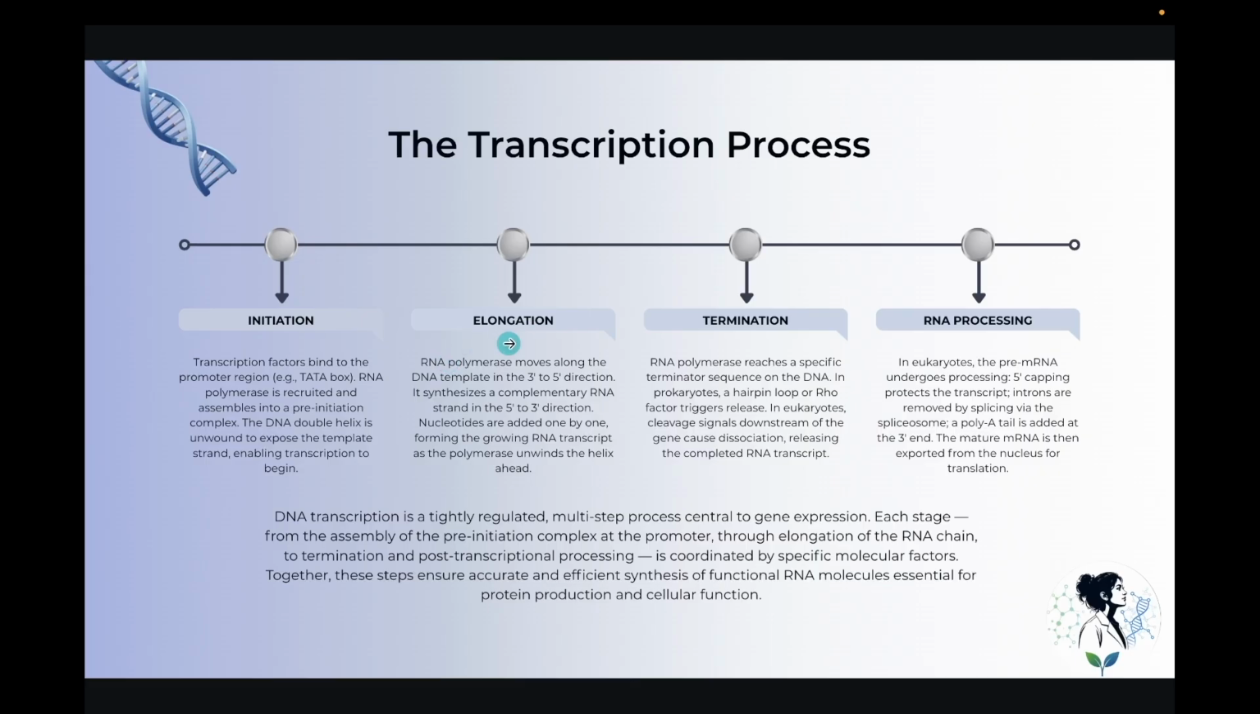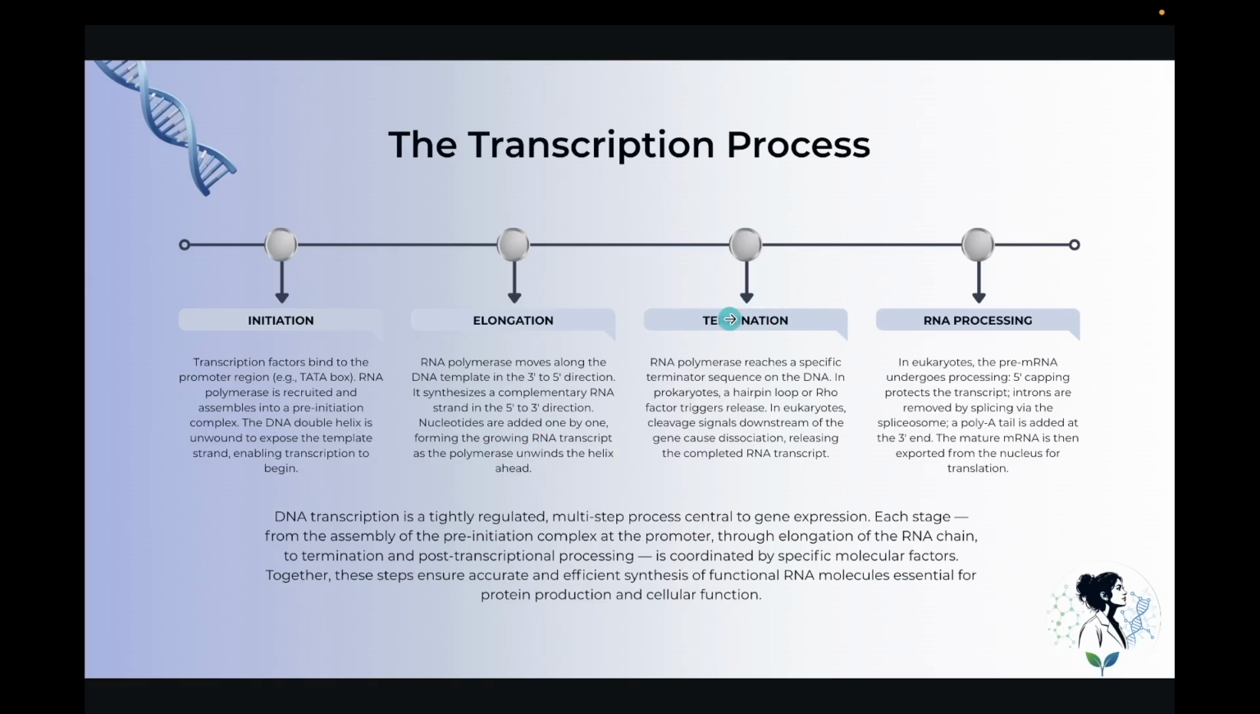What happens in elongation is RNA is being formed and extended along the DNA template. Using the DNA template, which is read in the 3' to 5' direction, it synthesizes RNA in the direction of 5' to 3', and nucleotides are added on the 3' end, which is the growing end.